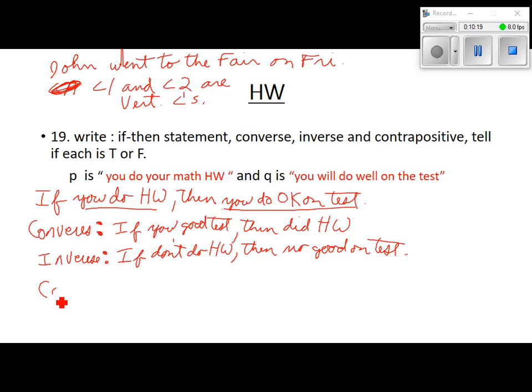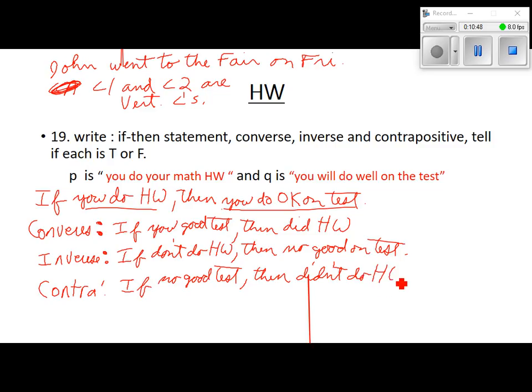Contrapositive, what's the contrapositive do? It switches it and negates it. So what's it going to say? If you don't do good on the test, then what? Then you didn't do your homework.